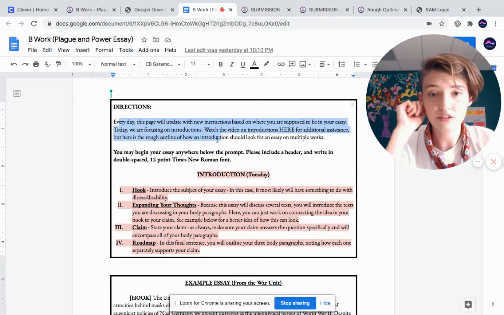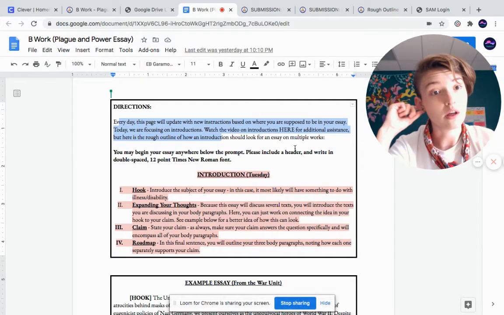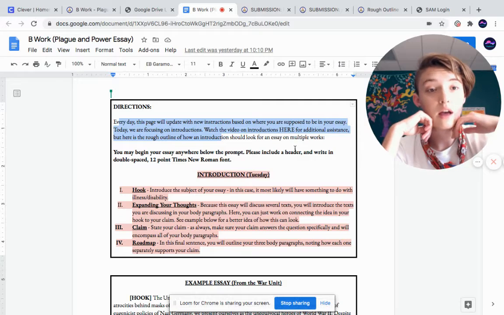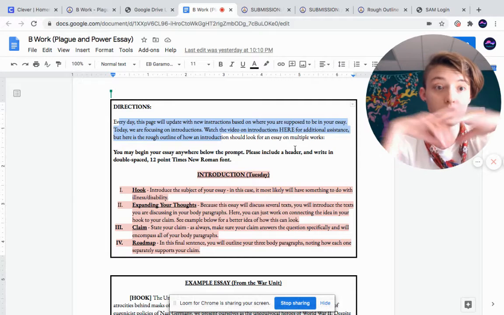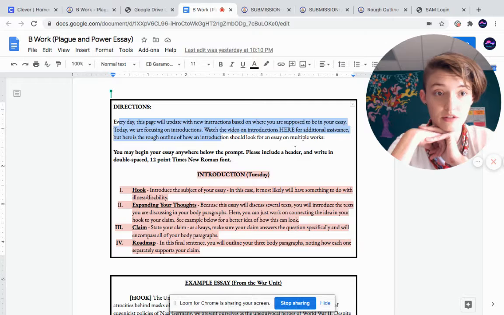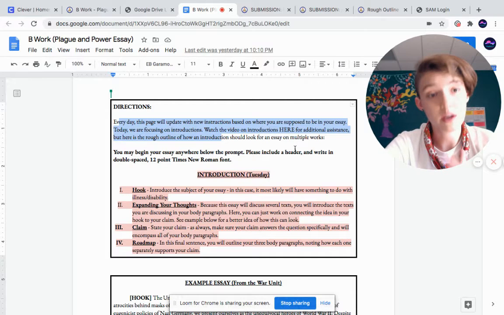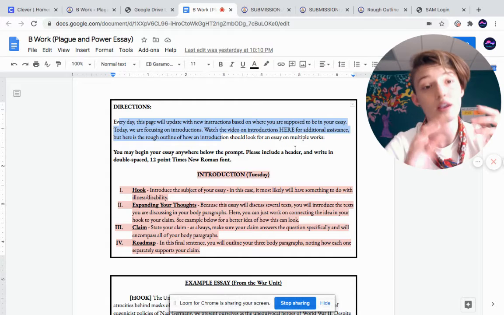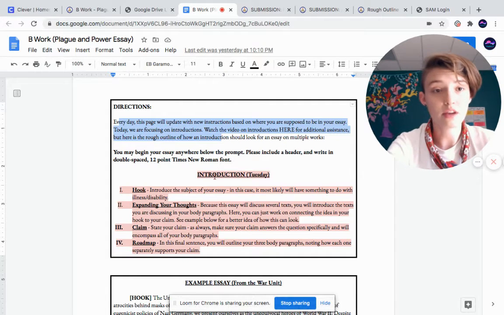Here's the rough outline of how an introduction should look for an essay on multiple works. So usually what we do is hook, tag, summary, claim, right? But that's only if you're introducing one work, right? And you're going to be talking about many works. So what we're actually going to do, we're not going to worry about introducing the text that we're talking about. We just want to talk about our main idea and try to work our way towards our claim. And you'll actually introduce the text you're talking about in your essay. So let's look at what an introduction can look like.